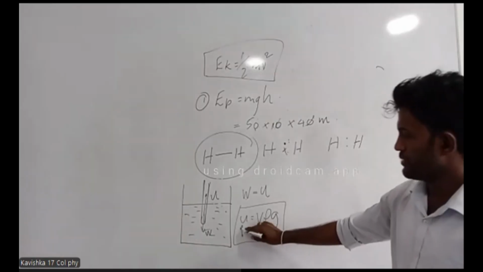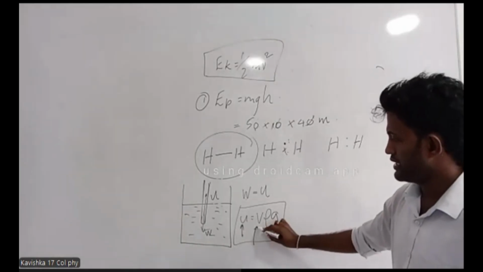So upthrust depends on what? The displaced volume of the liquid, and also the density, and also the gravitational acceleration. In some MCQ questions, this is also important for you. We draw g. So just mention that, it will be important. So, question number 4.